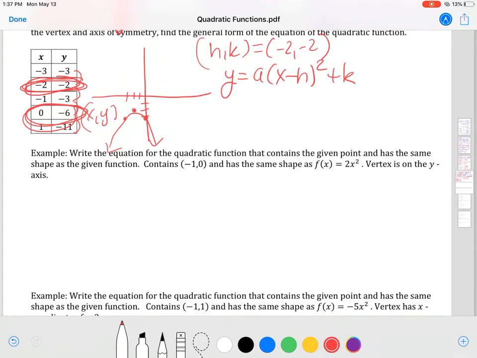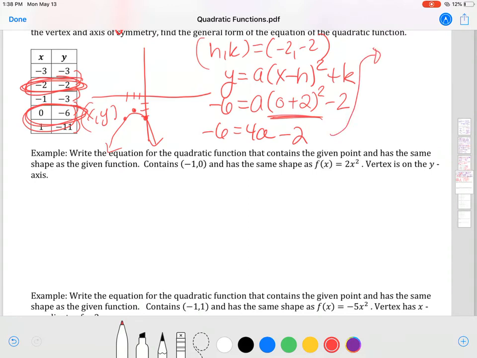I'm going to use my negative 6 for y. I'm going to use 0 for x. My h is negative 2, so that gives me a double negative, which is a positive. And then my k is also negative 2. So I have all of this information, and I can solve for a. So inside first, I have 0 plus 2, which is 2. 2 squared is 4. So I have negative 6 is equal to 4a minus 2.